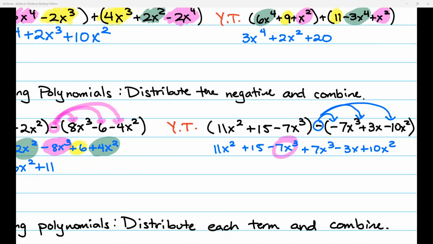Biggest exponent I see are these two. And actually, when you have a negative 7 plus a 7, that becomes 0x cubed. And if it's 0, I don't need to write it, right? So that's gone.